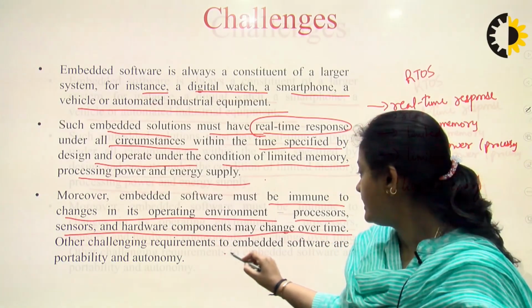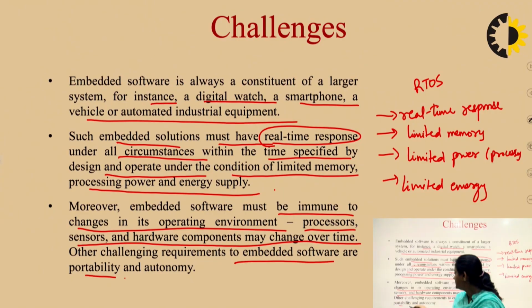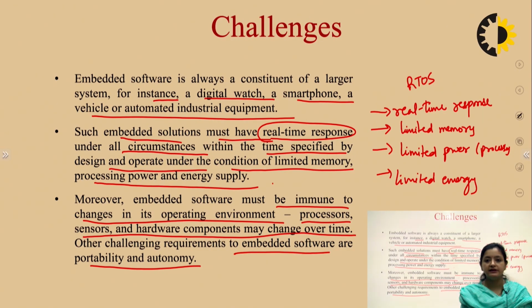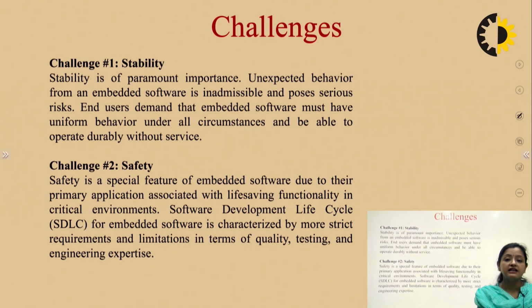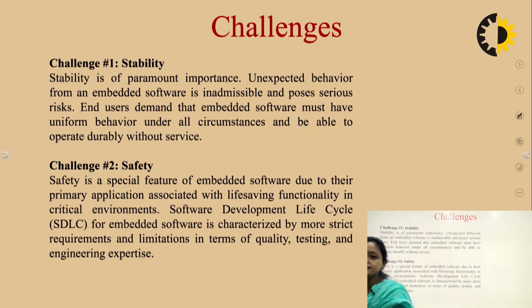Other challenging requirements to embedded software are portability and autonomy. Portability and autonomy are other challenges. So here we have seen some of these challenges. Now we'll discuss the challenges one by one with appropriate headings. So challenge number 1 is stability.